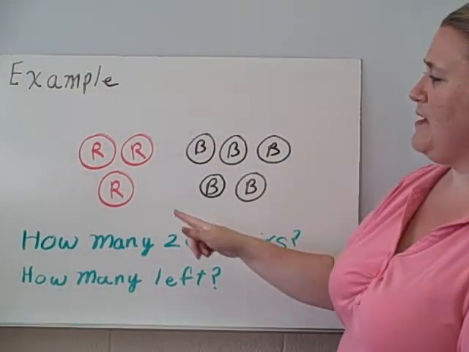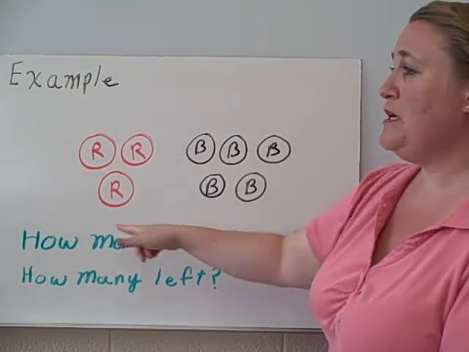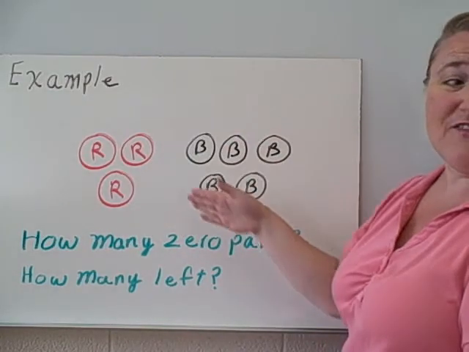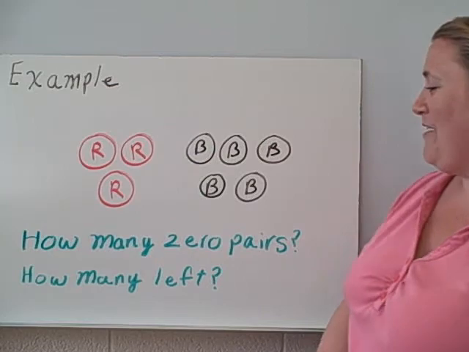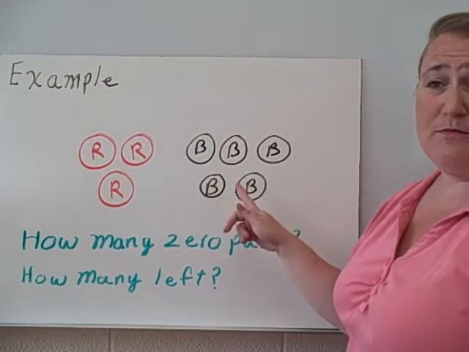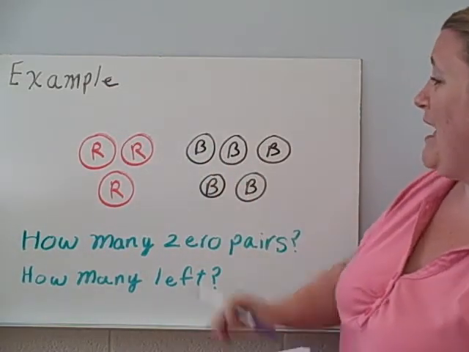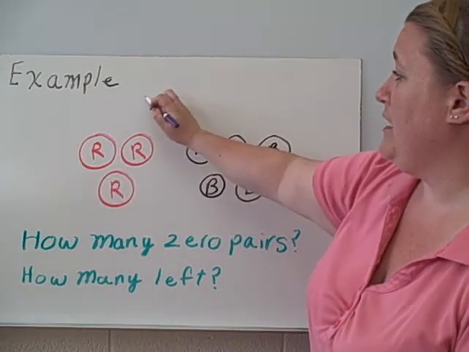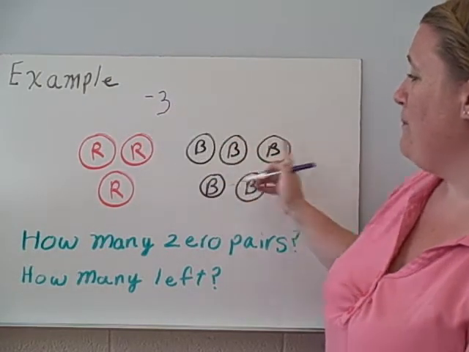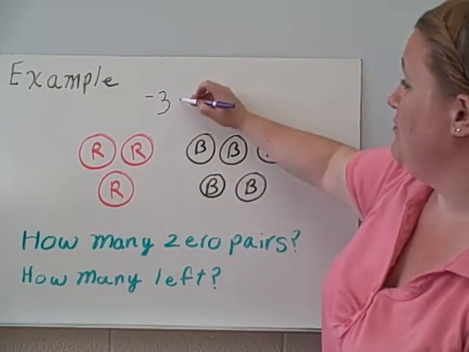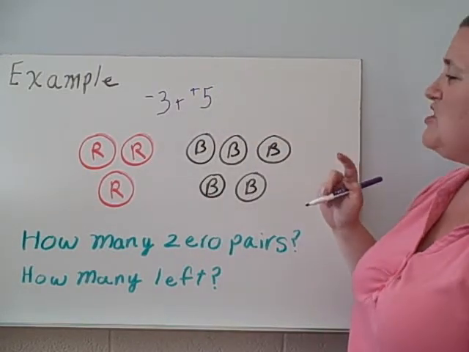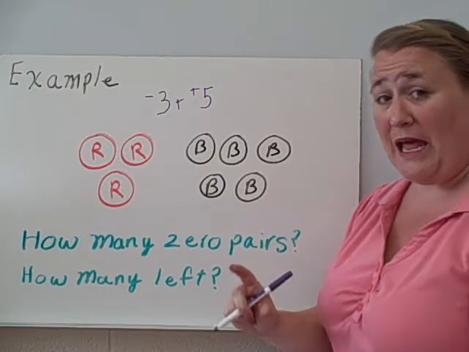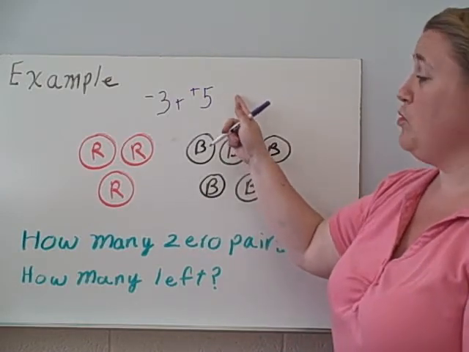Sometimes we have maybe 3 red chips and 5 black chips, okay? If we do have that, they're not the same, right? So we may have -3, but we have +5. So we can use that zero pair to help us answer this problem.